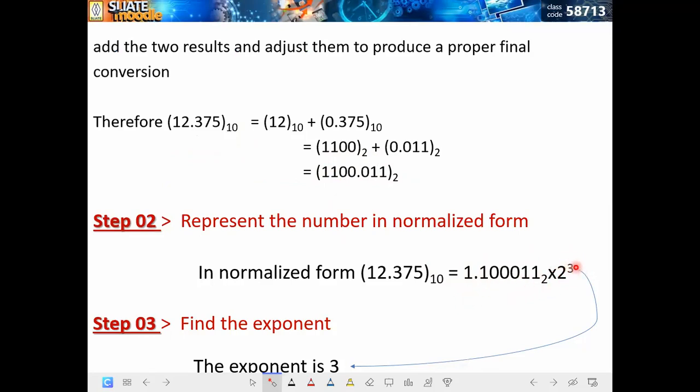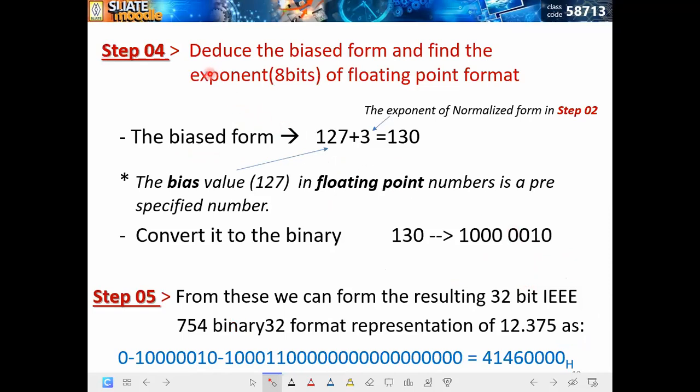We need this for the next step. Then it says deduce the biased form and find the exponent 8 bits of floating point format, right? Now we have to deduce, we have to represent this in bias form. Not represent, actually, we have to make the bias form.